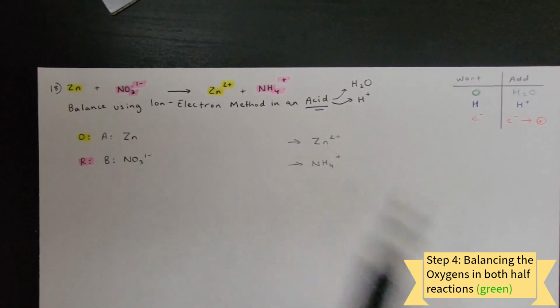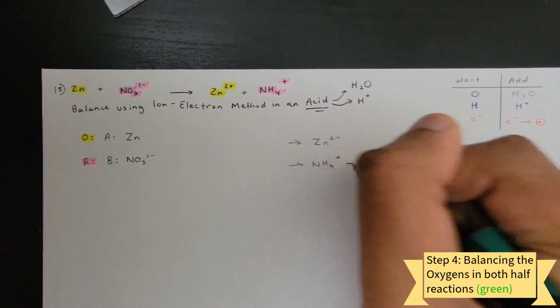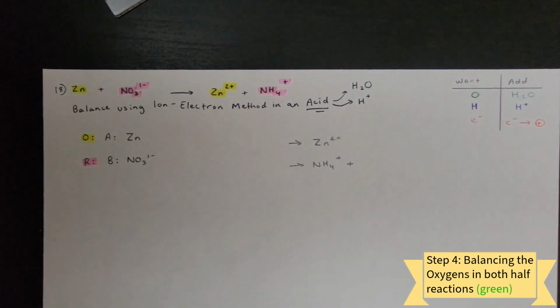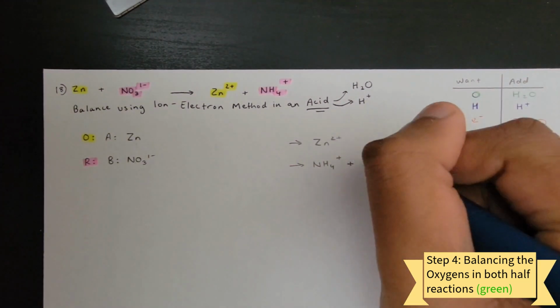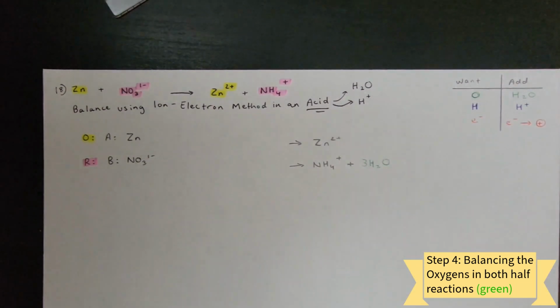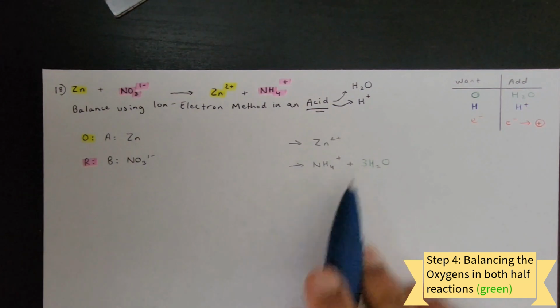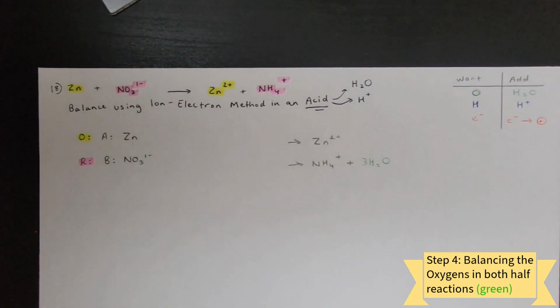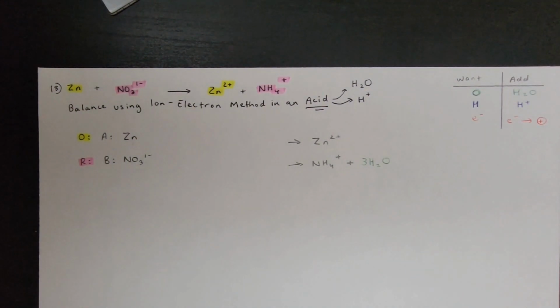In reaction B, there's 3 oxygens on the left side and 0 oxygens on the right side. So according to our table, in order to balance this, we'll need to add 3 H2Os to the right side. And we did that in green just to match our table.